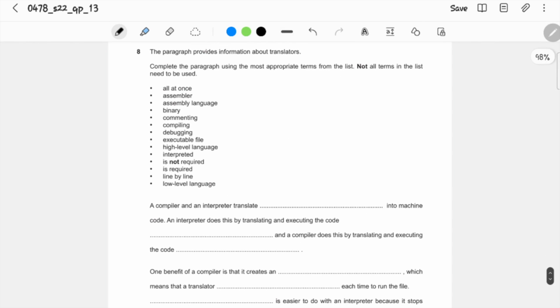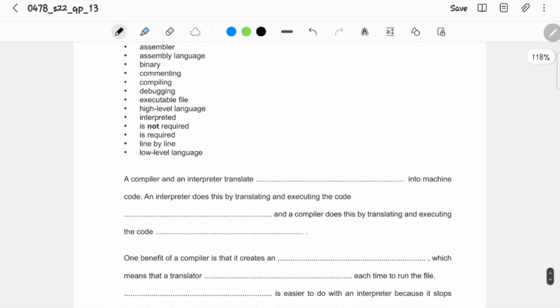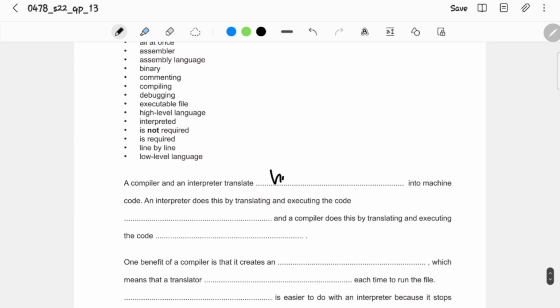Okay, let's see, last question. The paragraph provides something about translators. A compiler and an interpreter translate high-level language. Okay, the other one, which is assembler, translates low-level language into machine code. An interpreter does this by translating and executing the code line by line. So interpreter, line by line.